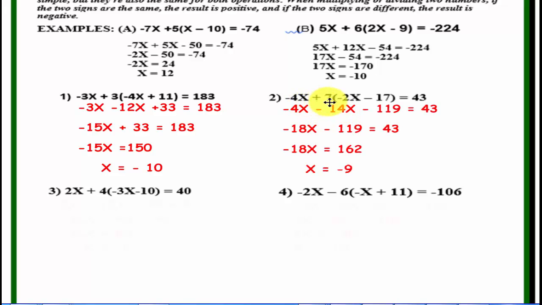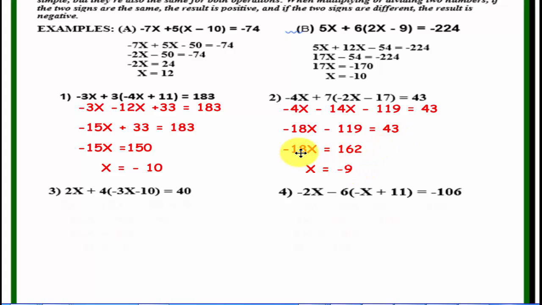Here we have negative 4x plus 7 times negative 2x minus 17 equals 43. Okay, negative 4x, minus 7 times negative 2x is positive times a negative is negative 14x, minus 7 times 17 is 119, equals 43. Negative 4x plus 14x is negative 18x. Remember, they're like terms, so you add them together. Minus 119 equals 43. Okay, so here we're going to add 119 to this side. We must add it to that side. So 119 plus 43 is 162.